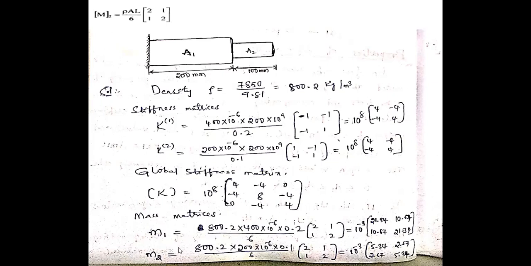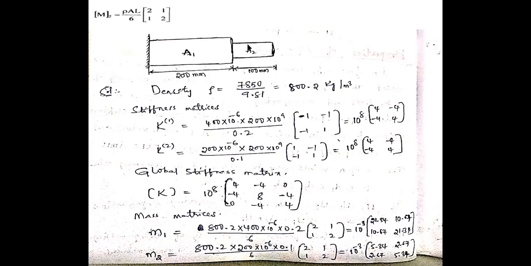Using this formula, let us find the consistent mass matrix for the first element and similarly for the second element. Here I have calculated the consistent mass matrix for element 1, that is M1: rho is 800, area is 400 into 10 power minus 6, length for the first element is 0.2, into [2 1; 1 2]. After simplifying, you will get 10 power minus 3 into [21.54 10.4; 10.07 21.31]. So this is the consistent mass matrix for the first element.